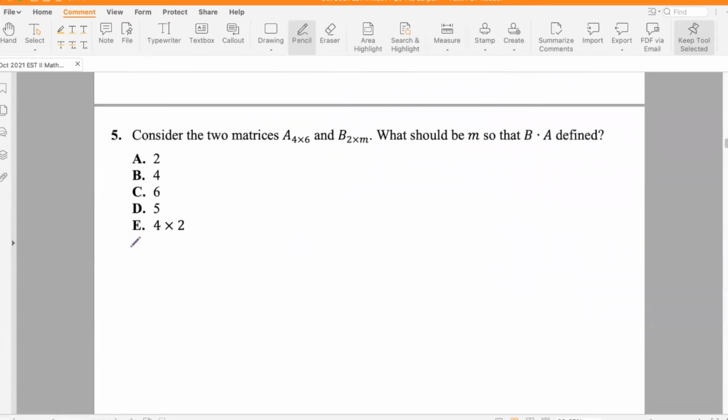Consider two matrices, A 4 by 6 and B 2 by M. What should be M so that B into A is defined? B is 2 by M and A is 4 by 6. For this product to be defined, the number of columns in B should be equal to the number of rows in A. So M should be 4.